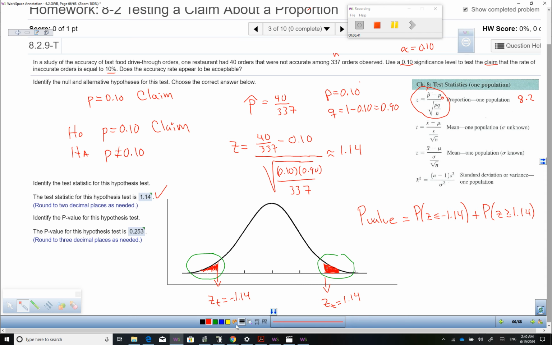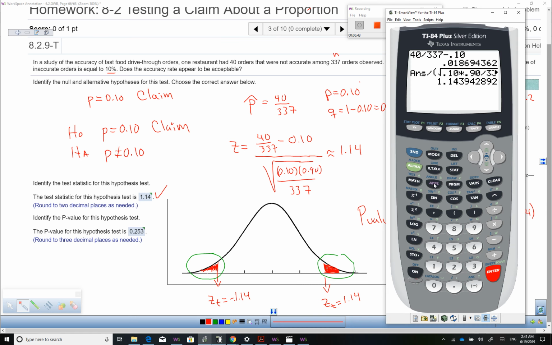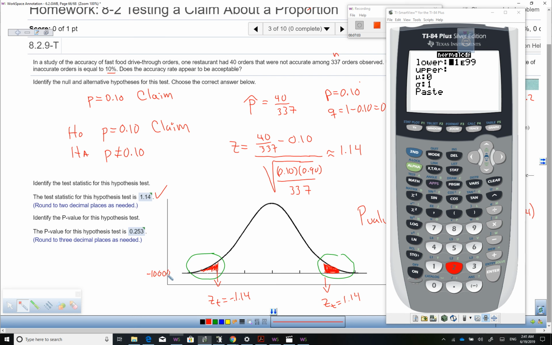So to find that area, we go to the calculator and choose a normal CDF. We go to second, VARS, normal CDF is number 2. Let me calculate this area, and I'm going to choose a very extreme low value on the left side of the number line. You might leave it like that if you want. Let me just leave it like that for this case.